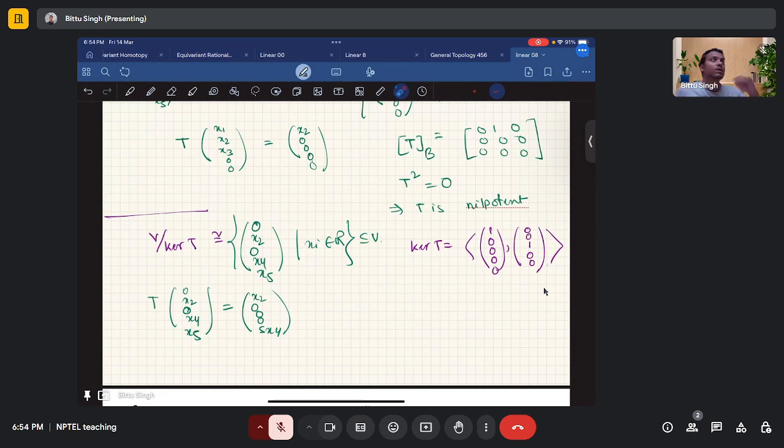Scalar matrix means diagonal entries are actually scalar, except those things, everything are actually 0. So from here it is clear actually this cannot be possible.